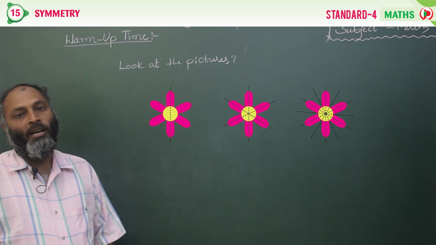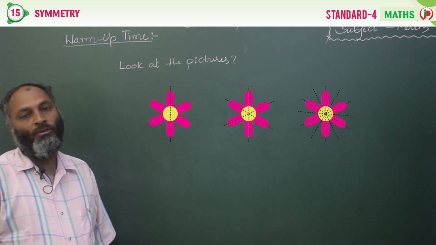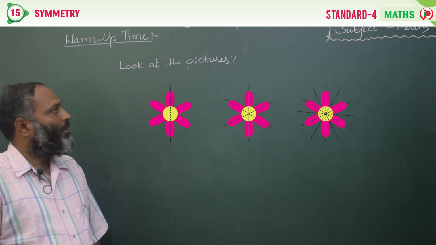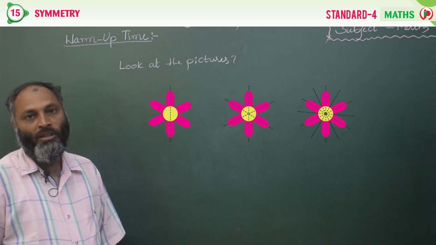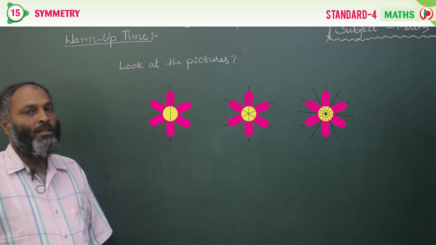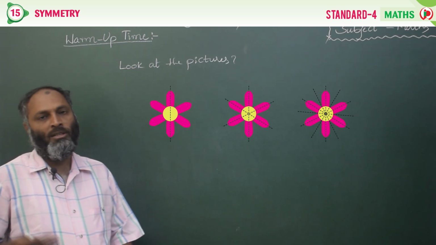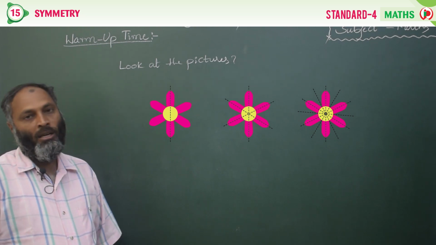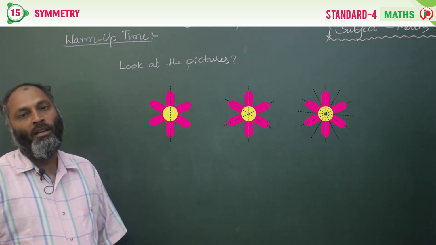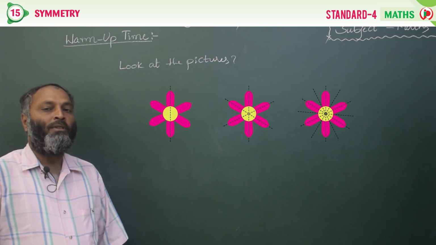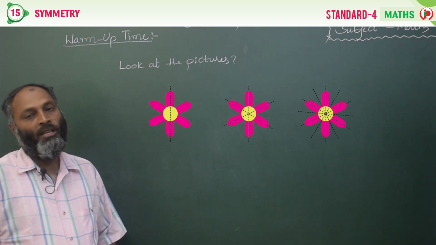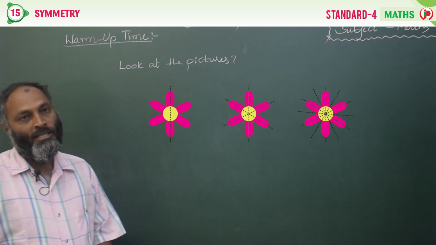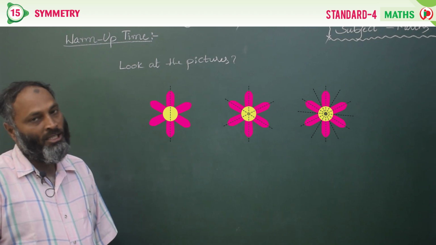After that, we are going to discuss lines of symmetry in particular geometrical figures, how many lines of symmetry they have, and how to draw lines of symmetry. All these things we are going to discuss in this chapter. Okay. So before that, what is symmetry? Symmetry means two identical shapes, two same shapes. They are called symmetrical shapes. When the shapes are identical, meaning the same shape and size, then we call them symmetry.